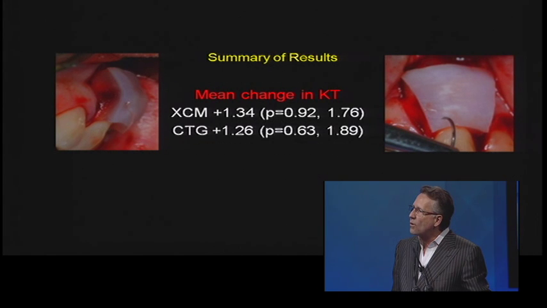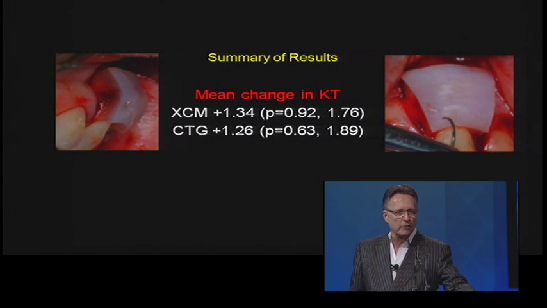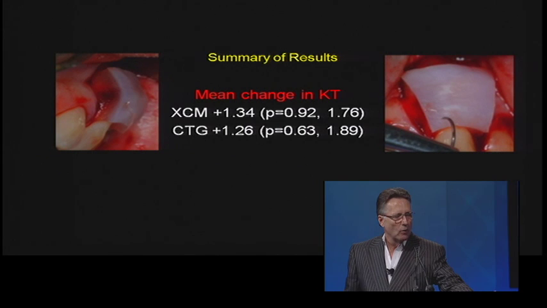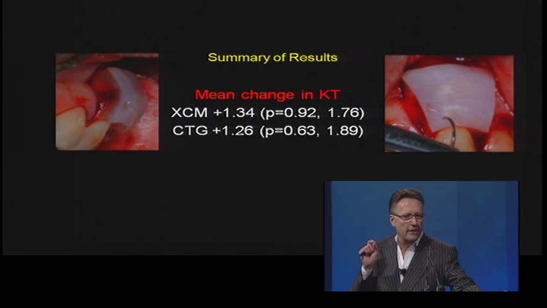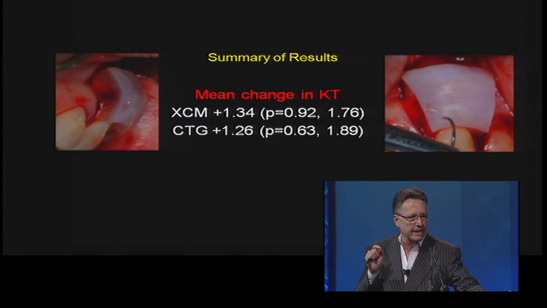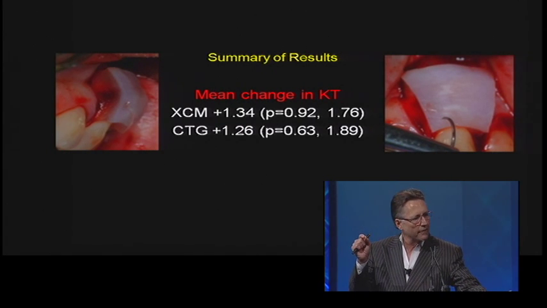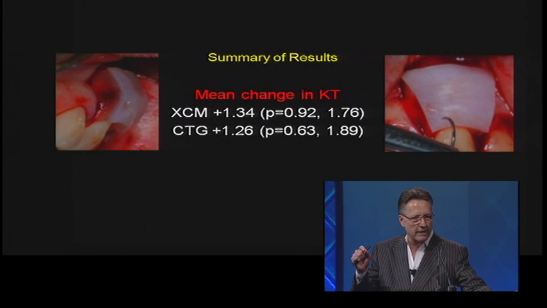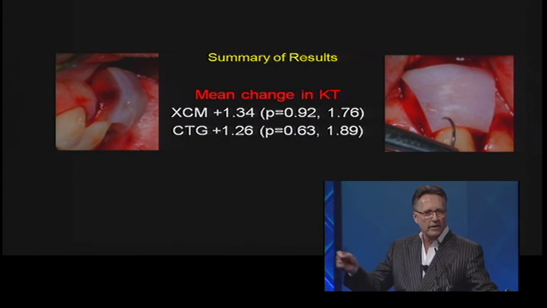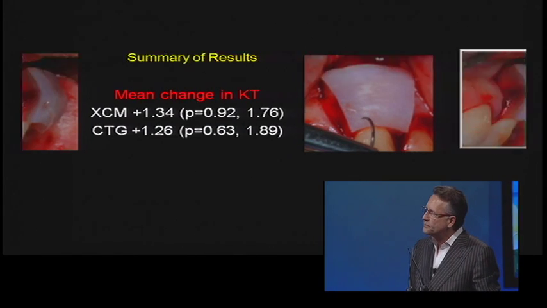And a surprise with this was that we actually generated more keratinized tissue with this matrix than we did with connective tissue. Unless I'm mistaken, I think this is the only RCT in which the connective tissue graft is the control where the test actually generated more keratinized tissue than did the connective tissue graft itself.